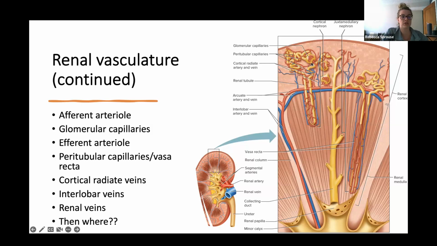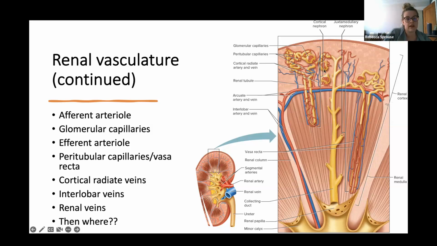That afferent arteriole is going to enter the glomerulus. This glomerulus, which we'll talk about in this lecture, has capillaries called the glomerular capillaries. And if we just stick to the vascular pathway for now, blood will exit the glomerulus via the efferent arteriole. Okay. Now, the next step is something called peritubular capillaries or vasa recta.